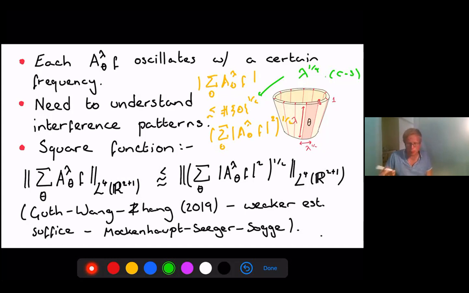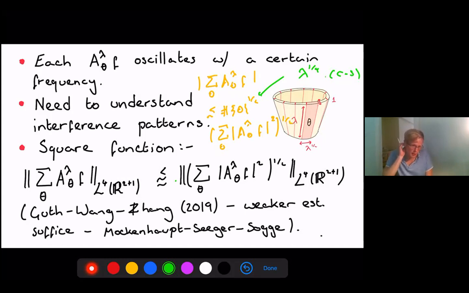But for the purposes of proving this circular maximal function theorem, it suffices to consider much weaker estimates. So there's a version of this square function inequality due to Mockenhaupt, Seeger, and Sogge, which has some power of lambda that beats lambda to 1/4, but it's not just 0. And that's already enough for proving the circular maximal function theorem. Okay, any questions about this?